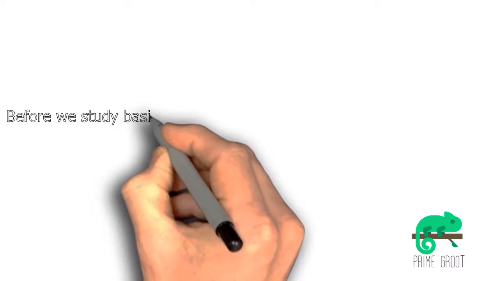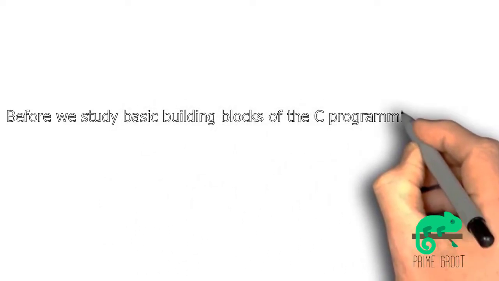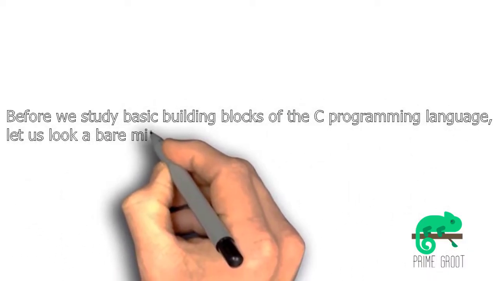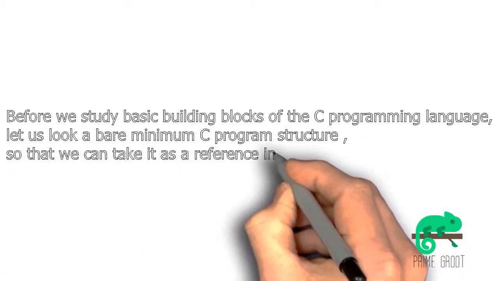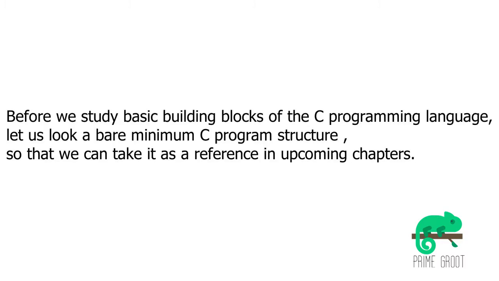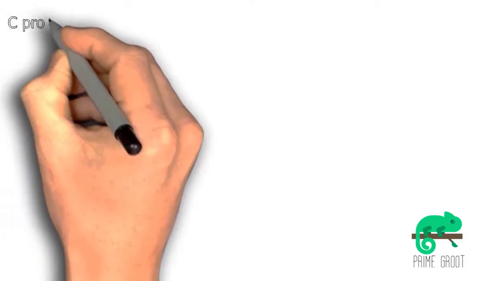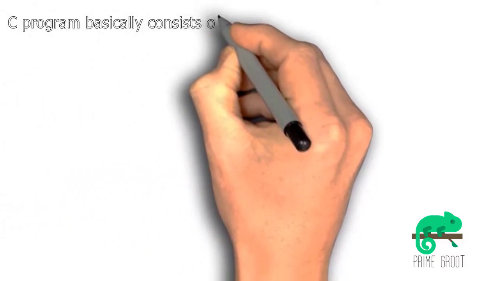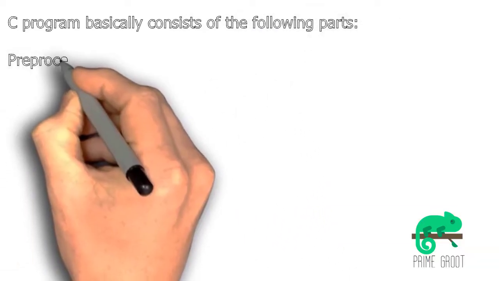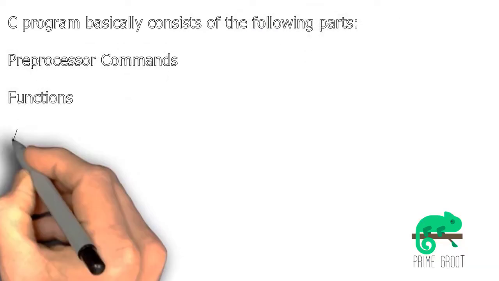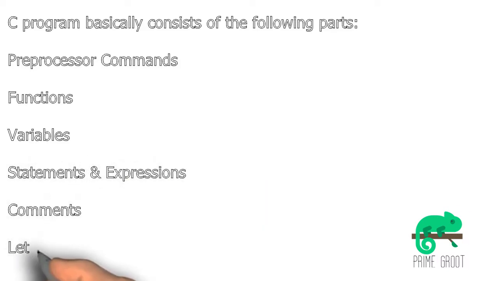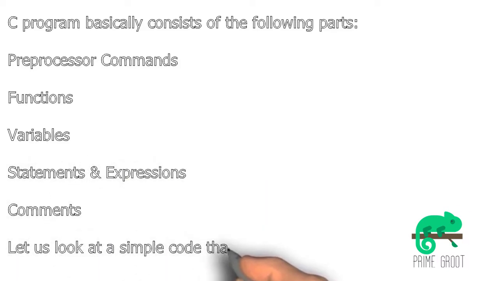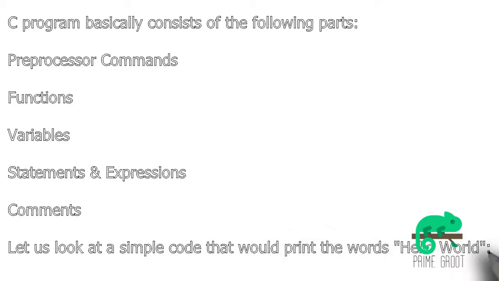Before we study basic building blocks of the C programming language, let us look at a bare minimum C program structure, so that we can take it as a reference in upcoming chapters. A C program basically consists of the following parts: preprocessor commands, functions, variables, statements and expressions, and comments. Let us look at a simple code that would print the words "Hello World."